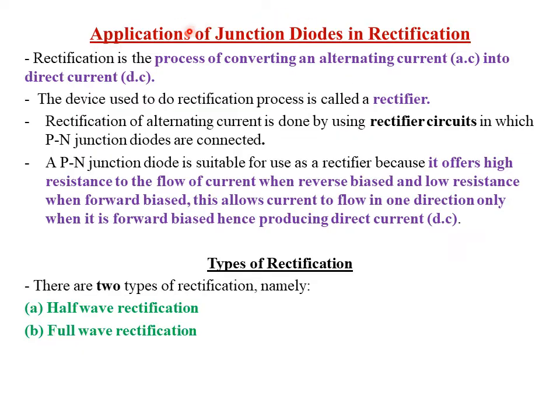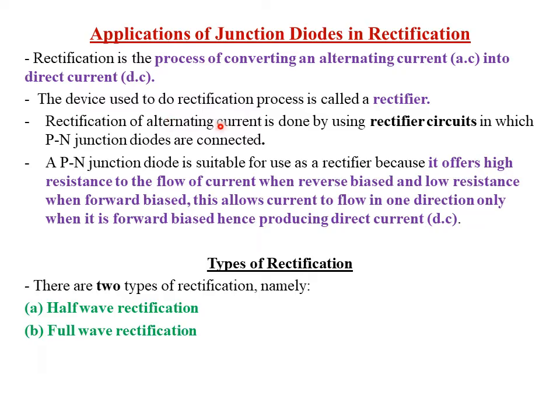So today we are looking at applications of junction diodes in rectification, and we are going to start by defining what we mean by the word rectification. In physics or in electronics, rectification is simply the process of converting alternating current, the AC current, into direct current, the DC current. The device used to do the rectification process, we call it a rectifier.